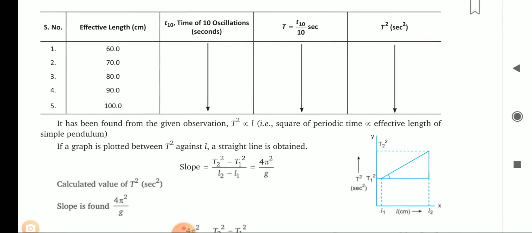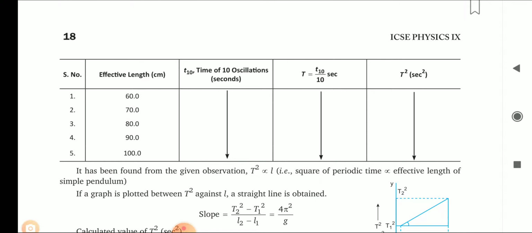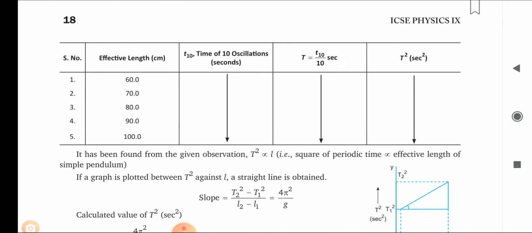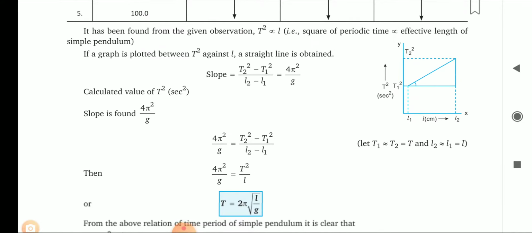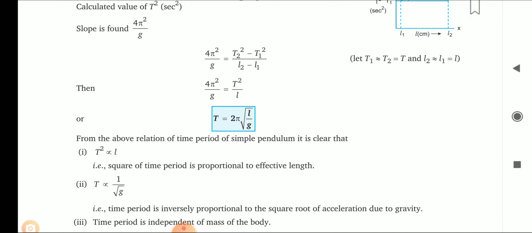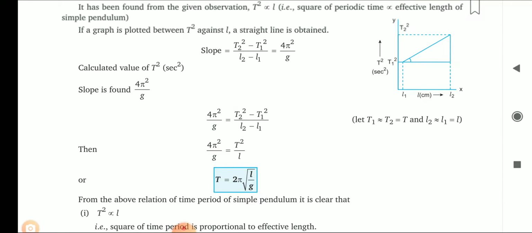In this way we can determine the things, and we can make the graph. This T square value is determined to make the graph between this T square and L. So we will get the graph in this pattern, and we will get the equation T equals 2 pi under root of L by g. T equals 2 pi under root of L by g.